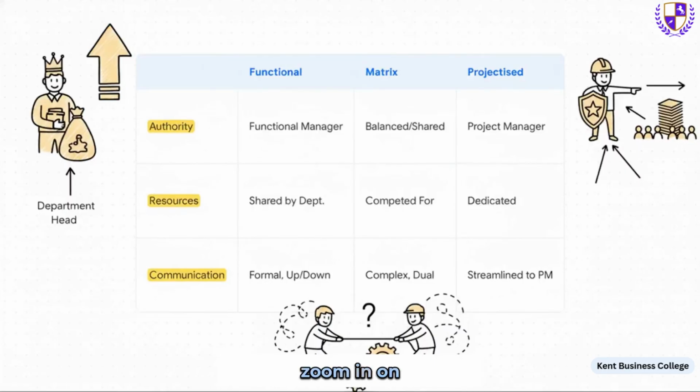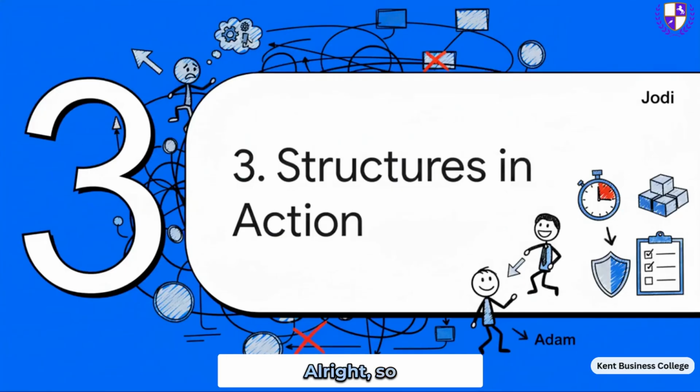Okay, let's zoom in on this because this is so important. Look at how things change across these three models. In a functional setup, the department head runs the show. In a projectized one, the project manager is the boss. But look at that middle column, matrix. That's the tricky one. Authority is shared, resources are always being competed for, and communication, well, it gets really complex really fast. Sound familiar?